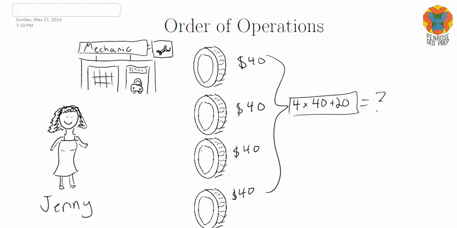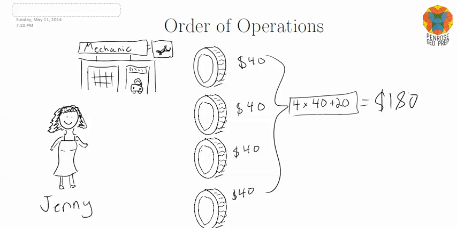But the expression 4 times 40 plus $20 is not just numbers floating in space. They correspond to values in the real world, in this case, Jenny's trip to the auto mechanic. Her bill will be $180. We know this because she must pay $40 4 times, once for each tire, and $20 once.